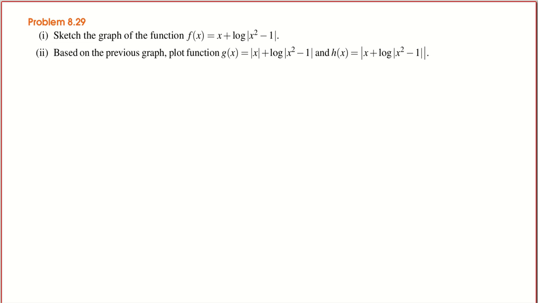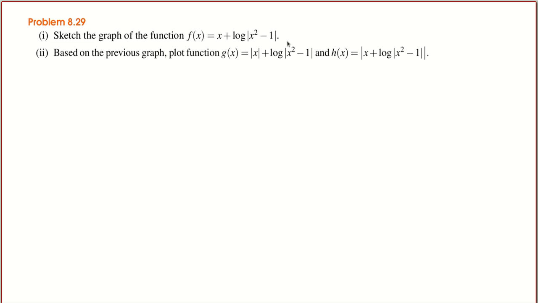In this exercise, we have to sketch the graph of a function, calculating the local behavior of this function using derivatives, etc. And then in the second part, based on the plot that we obtain of this function, we have to obtain or represent these two other functions.